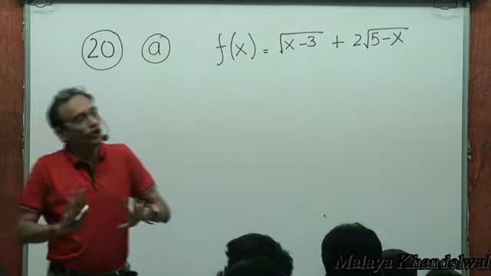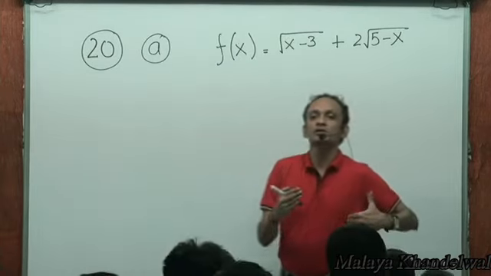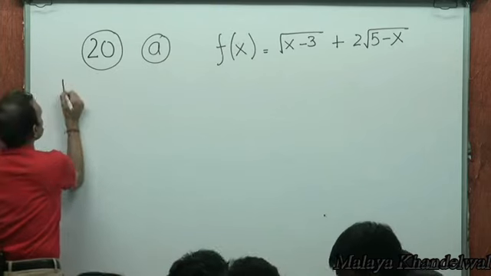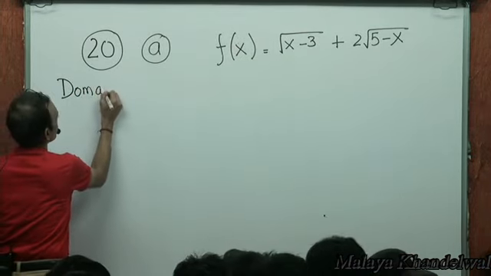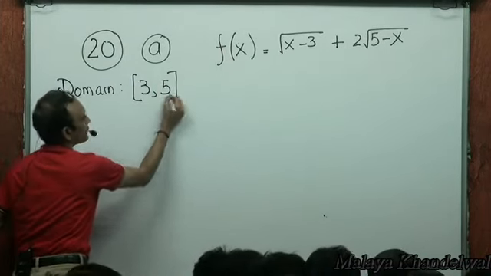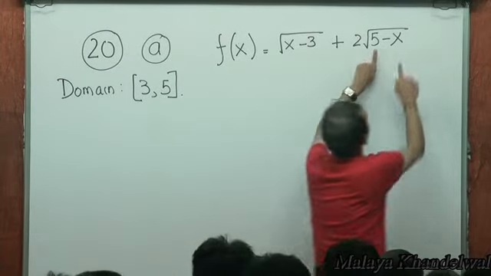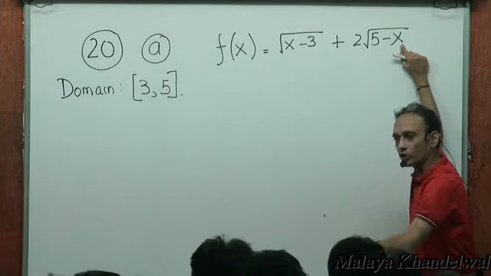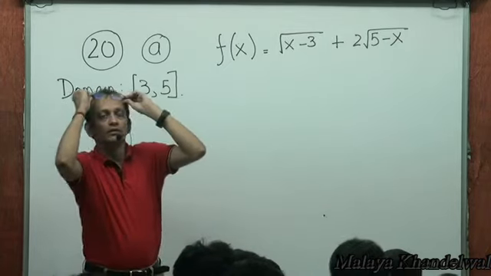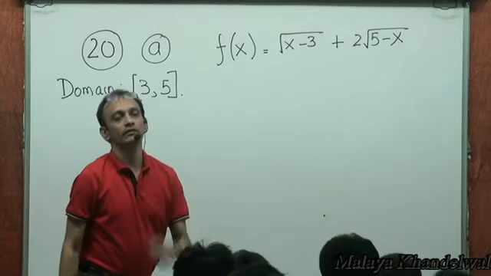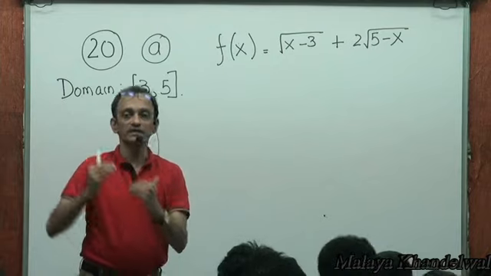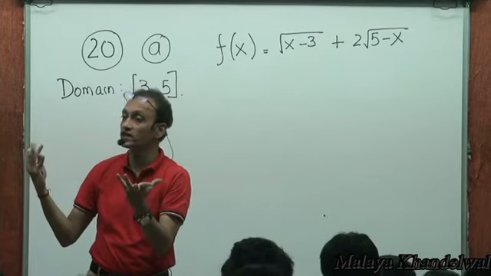So you would restrict investigation of this function to x belonging to 3 to 5. The domain of this function is 3 to 5, because x minus 3 must be non-negative and 5 minus x must be non-negative. So x must be greater than or equal to 3 and less than or equal to 5. Now, let me examine the monotonicity of this function. That way I'll know the intervals in which it is increasing, decreasing, its maximum, minimum, etc.